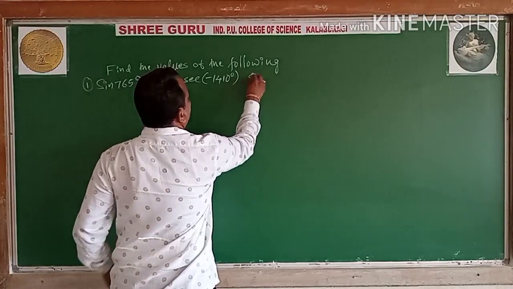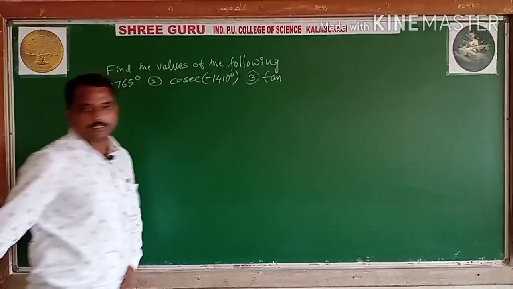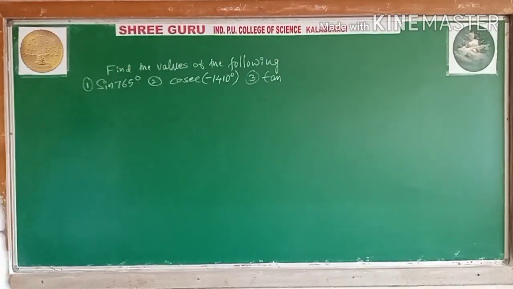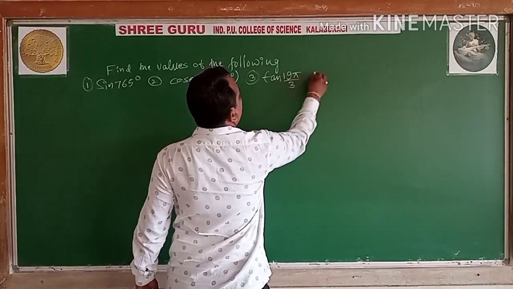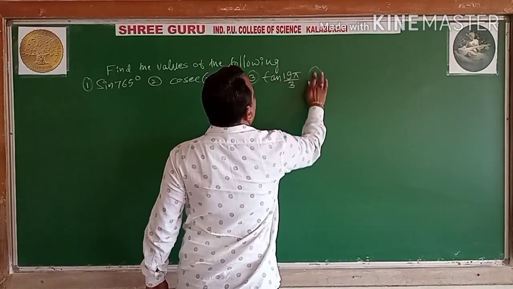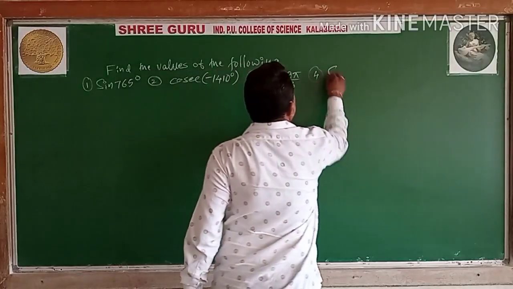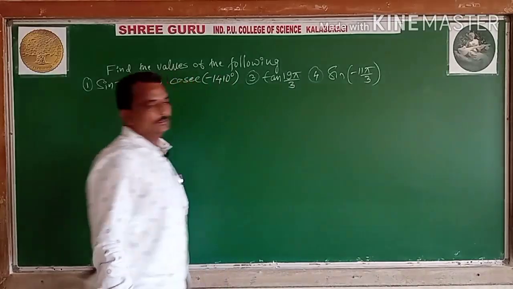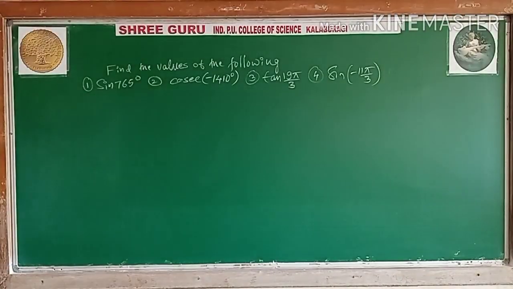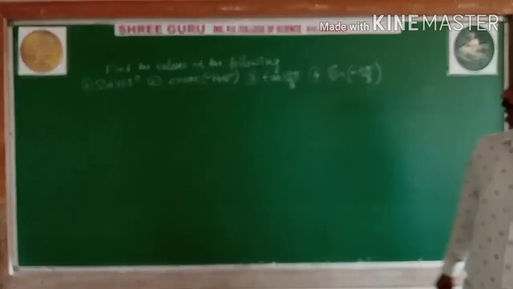Let us see in terms of radian also. Tan of 19 pi by 3. And fourth one, sine of minus 11 pi by 3. Sine of minus of 11 pi by 3. Let us see these 4 examples. We will calculate these 4 examples.